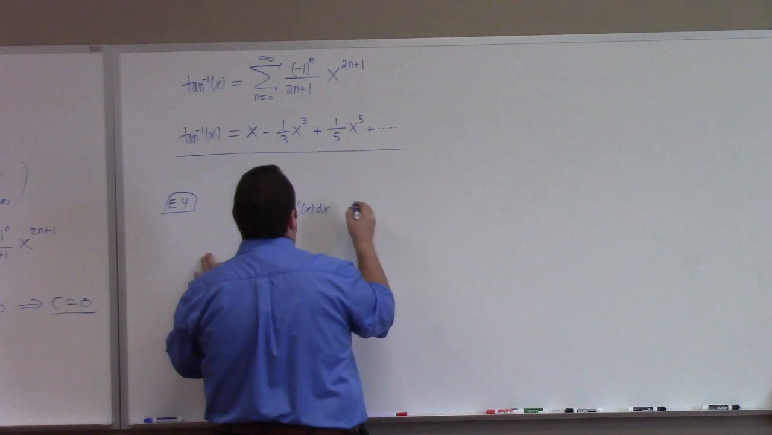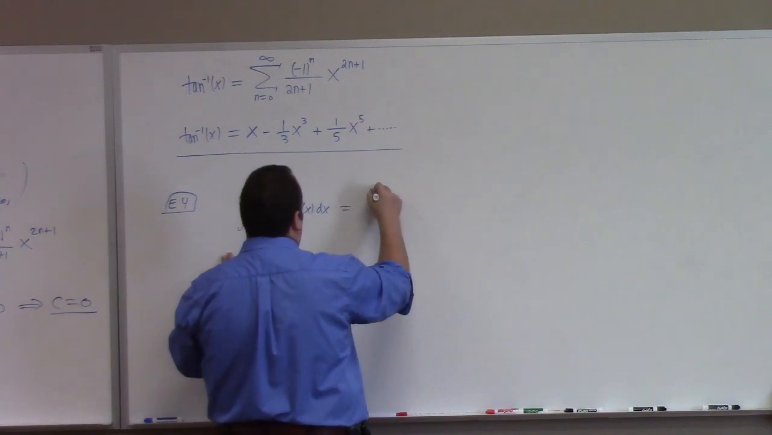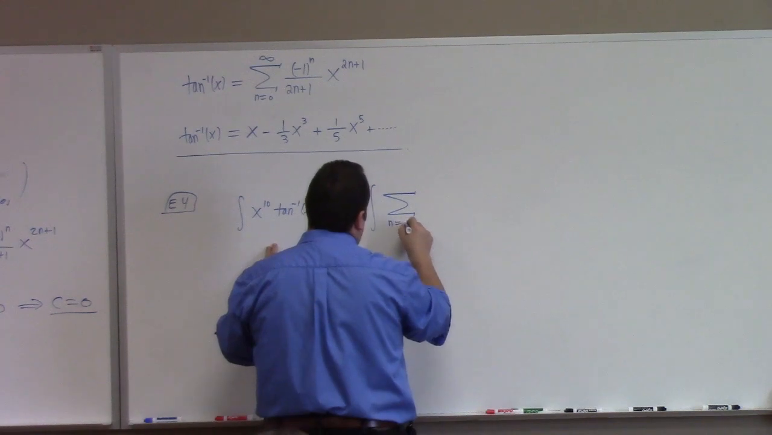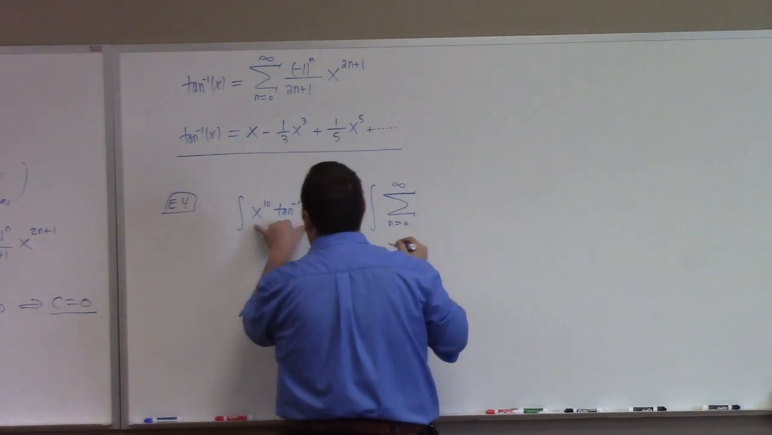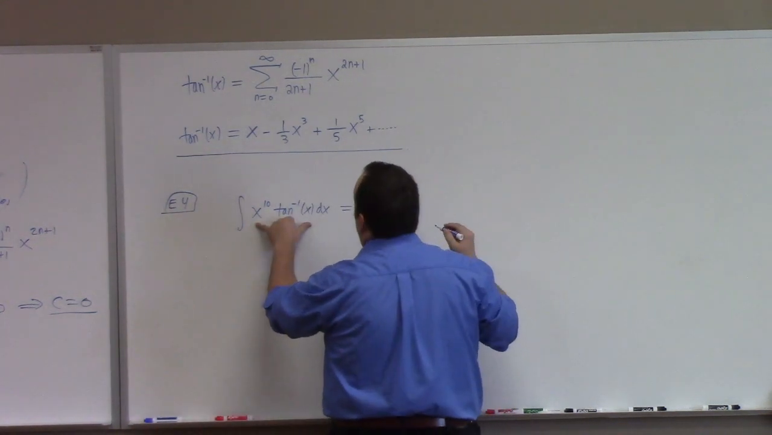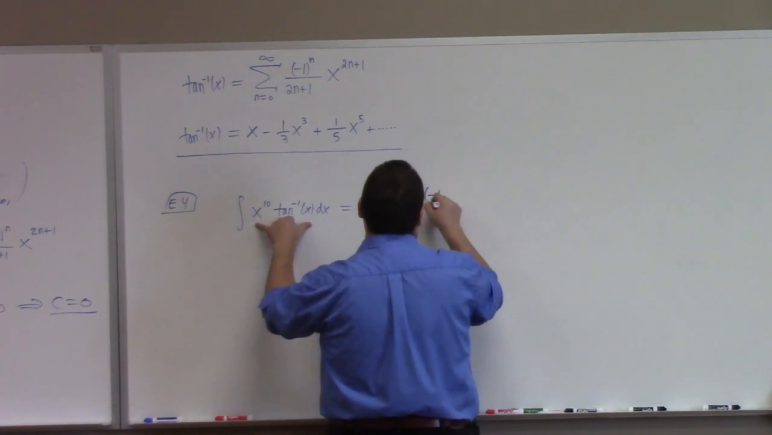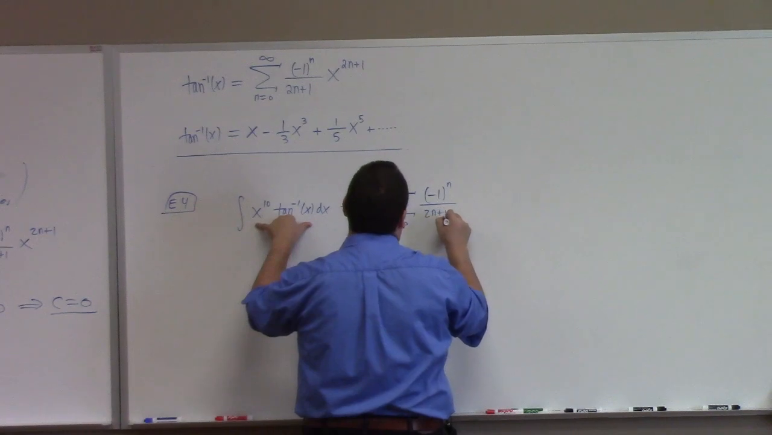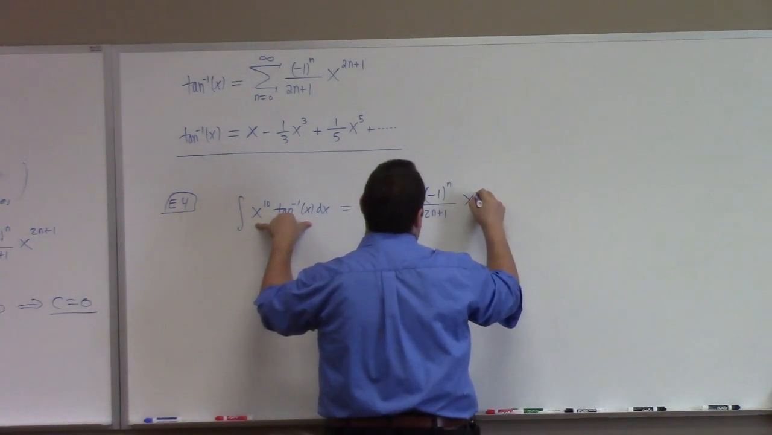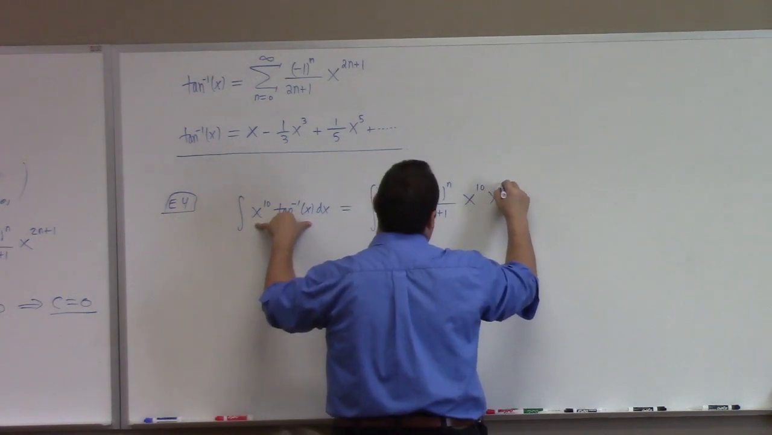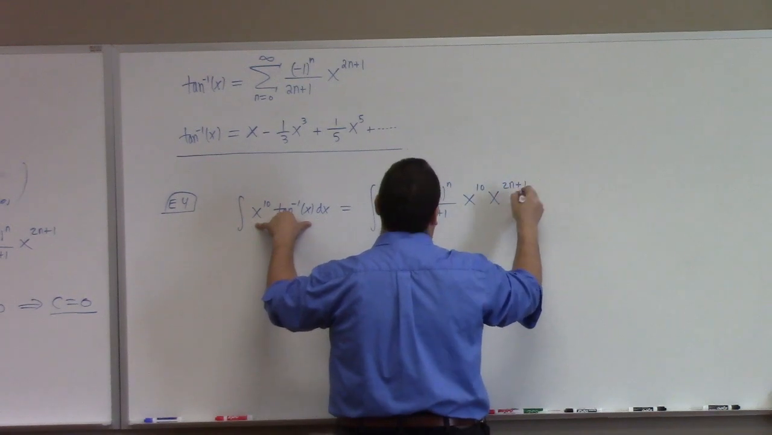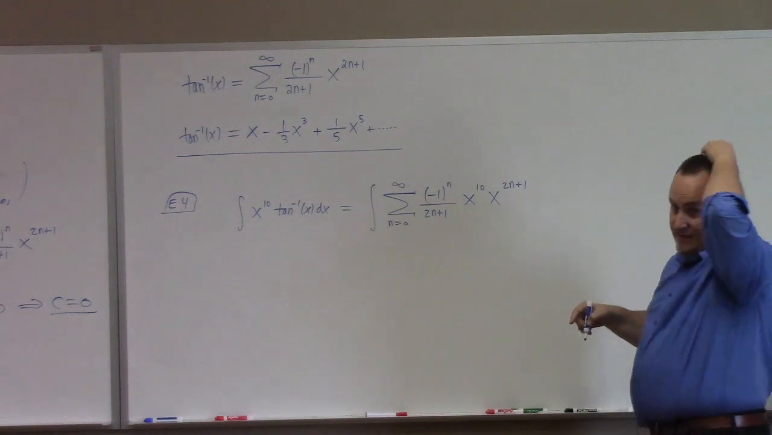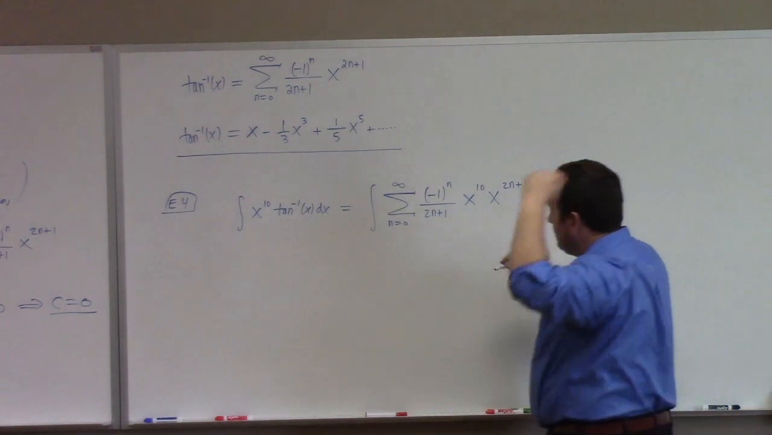So check it out, though. This is actually the integral of the summation, n equals 0 to infinity. What's the power series for x to the 10th times inverse tangent of x? All I've got to do is take what I have here and increase the power of x by 10. Just multiply this series by x to the 10th. That's the power series for x to the 10th times inverse tangent, right?